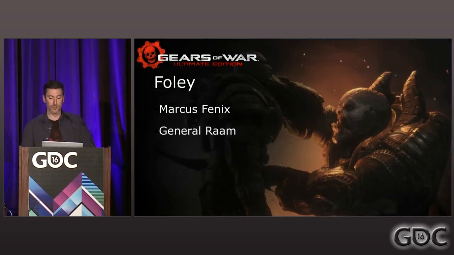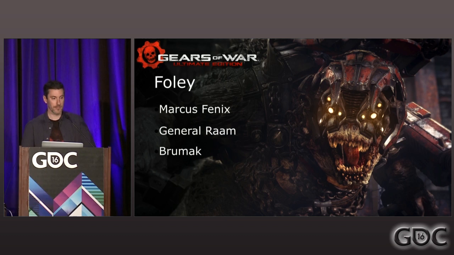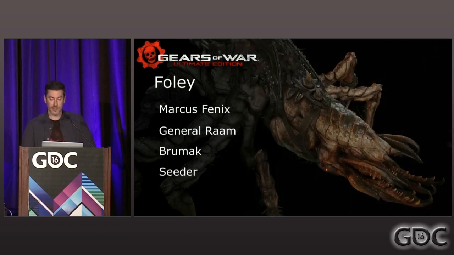Next was General RAAM. He's the military leader of the Locust and the final boss. And he's even bigger than Marcus, so he needed to have more weight in his Foley. Then I'll talk about the Brumak, a massive creature with a Troika gun platform on its back for a Locust gunner and missile launchers. Next, we'll take a quick look at my favorite creature, the Corpser. The Corpser is a gross monster that bursts through the ground and spits living bombs at you called Nemacysts.